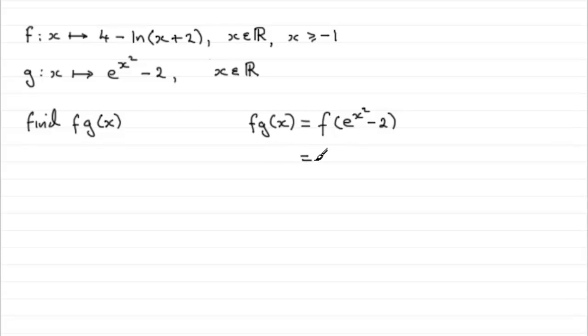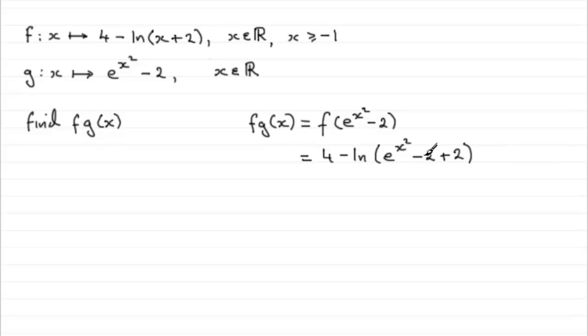So this is going to equal 4 minus the natural log, and then I've got an x here, so that's going to be replaced with e^(x² − 2). So just write that in, e^(x² − 2). And then we've got the plus 2. So that's essentially what fg of x is, but it's not in its simplest form.